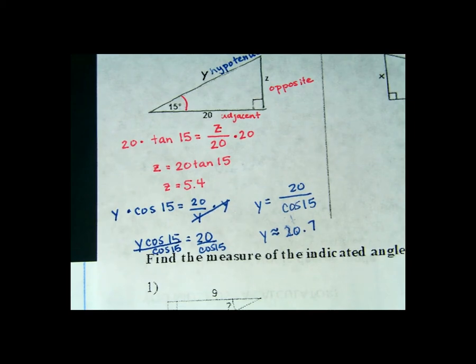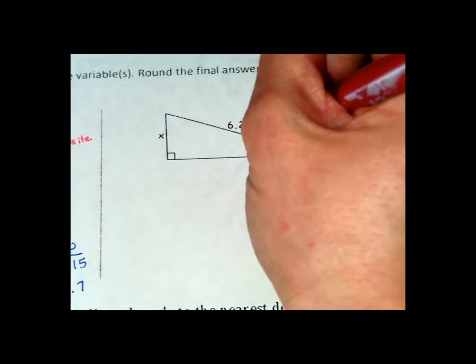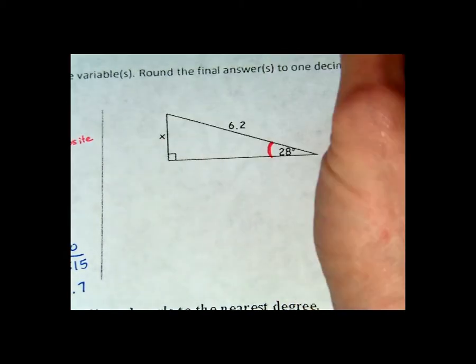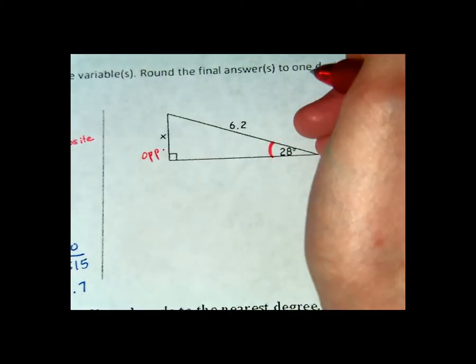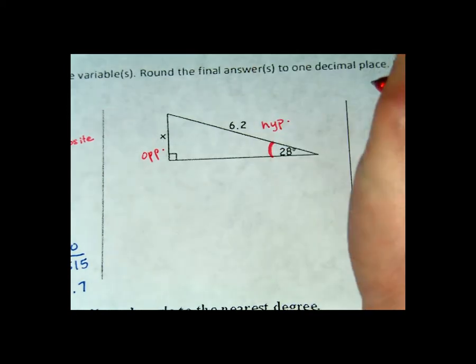Okay, let's look at the next example. We only have to find x on this example. We always start with the angle that we are given. We are given 28 degrees. What is x compared to 28 degrees? What is 6.2 compared to 28 degrees? Which trigonometric ratio has opposite and hypotenuse?